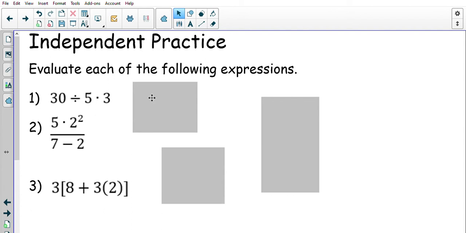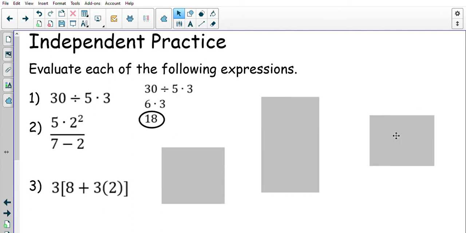All right, so for number 1, let's take a look at this bad boy. We've got 30 divided by 5 times 3. Do 30 divided by 5 first to get 6. 6 times 3 to get us 18. I hope you got that one.